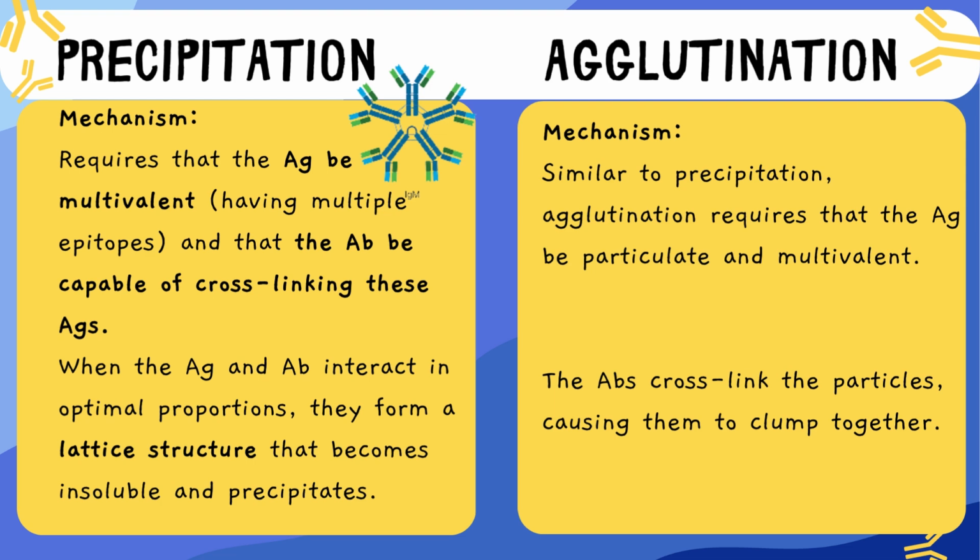How about agglutination? It's somewhat similar to precipitation, guys, but it needs the antigen to be particulate and multivalent. So they have similarities. And the antibodies cross-link the particles, causing them to clump together. So it's more on particulate clumping.